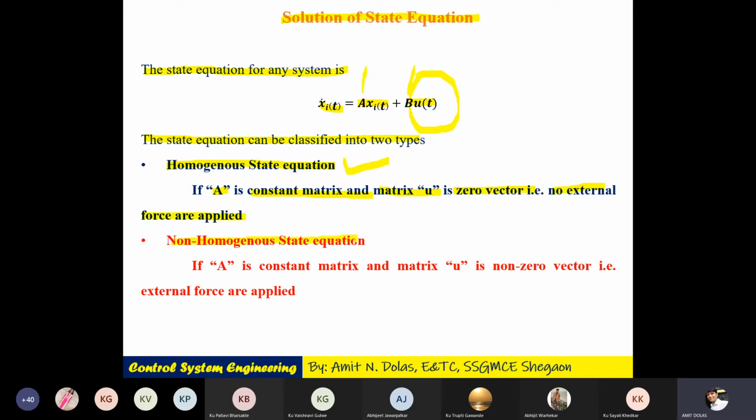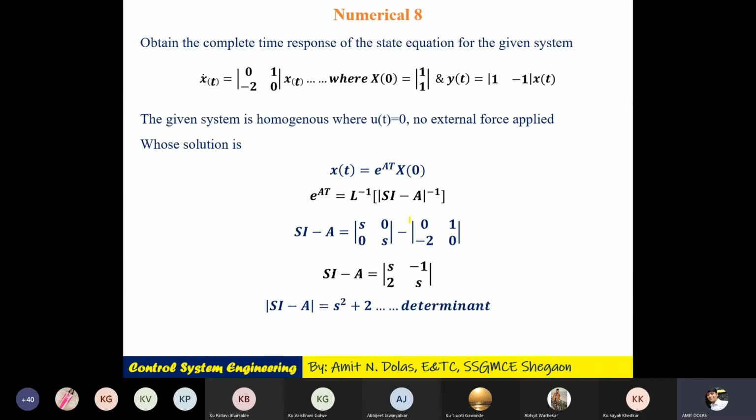What is the non-homogeneous state equation? Of course, matrix A is constant and matrix U, that is nothing but input, is non-zero, means some input, external force, is applied. That is called the non-homogeneous state equation. Let's see with an example. Obtain the complete time response. Now we have to find the time response, means it will be in terms of t, time domain. Time response of the state equation for the given system. Solution to the state equation is nothing but time response.